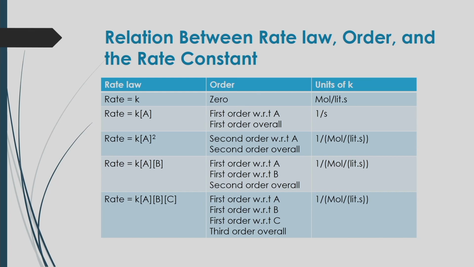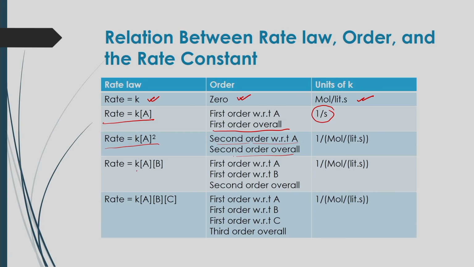Now, the relation between the rate law, order and the rate constant is like this. A zero order reaction, as per the rate law, has rate equal to a constant. Here the units will be like this. If the rate is expressed as k into [A], it is first order with respect to reactant A and first order overall, and the unit will be 1 per second. Similarly, if the rate is k into [A] squared, it is second order with respect to A and second order overall.